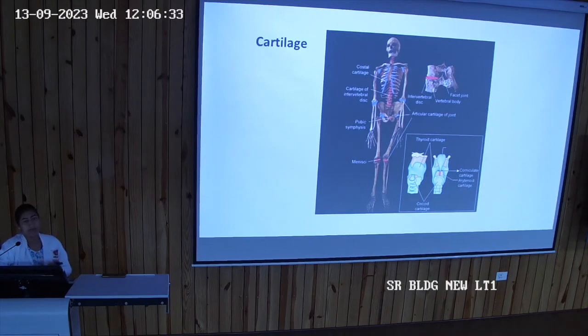Otherwise, the cartilage is also present at the ends of the bones. It is also present as an elastic cartilage on the tip of the nose and on the ear pinna. The ear pinna is all formed of the elastic cartilage. So this is the cartilage.